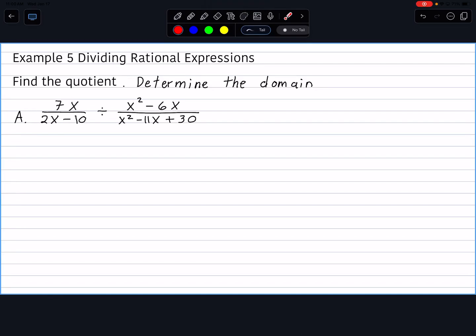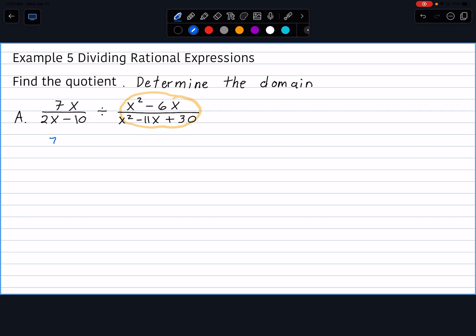Okay, so we are going to divide these two expressions. Step number one, we are going to take the second fraction and we're going to flip it. So the numerator is going to become the denominator, and the denominator is going to become the numerator. So that is step number one.